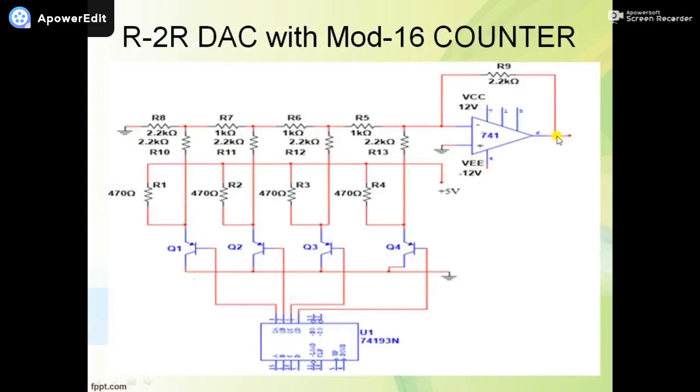And the practical output voltages are measured with the help of a multimeter. So this is the output point. Connect the multimeter terminals to the output of this op-amp, and directly we get the practical output voltage of the toggle switch as well as the mod 16 counter in the multimeter.